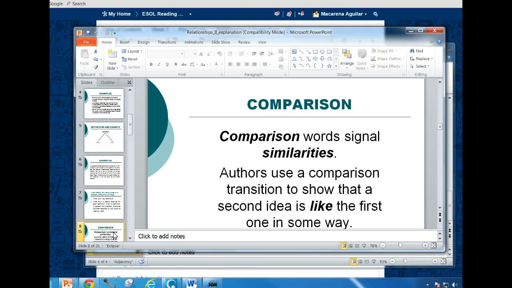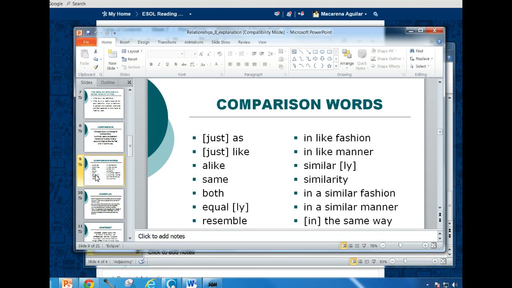Another one is comparison, and of course comparison words will signal similarities. Authors use a comparison transition to show that a second idea is the same as the first one in some way. And here are several comparison words like as or like or alike, the same, both, equal, equally, resemble, in like fashion, in like manner, similar or similarly, in a similar fashion, in a similar manner, in the same way.